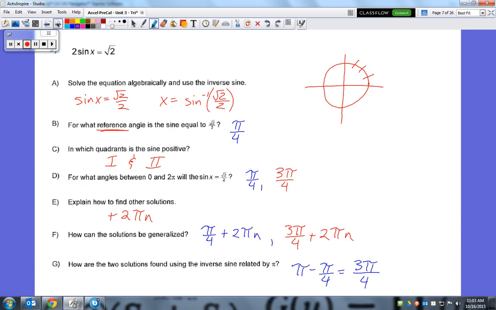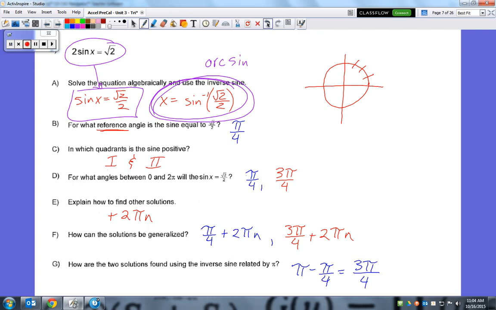Okay? So let's do another example, a little bit faster. It says solve the equation algebraically and use the inverse sine, otherwise known as the arc sine. Okay? So what we do is we isolate the sine of x first, so that we have sine of x is equal to root 2 over 2, which if we're trying to find the angle, we take the arc sine of both sides. This is how we get this equation here.